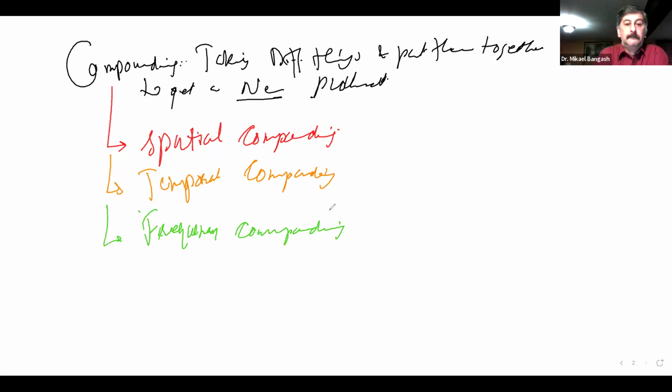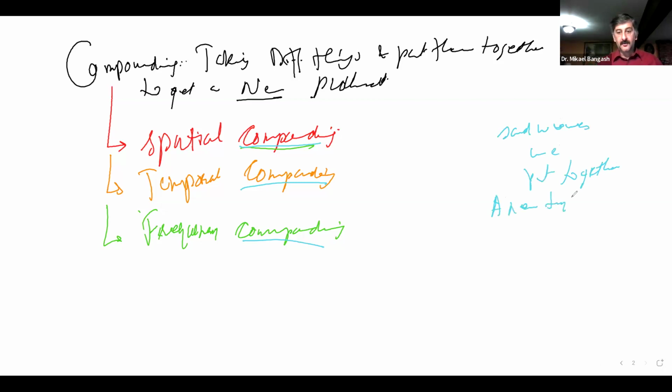Is that clear? Okay. The things that we compound are put together in these three types of compounding. Sound waves are put together. Clear? Okay, and what do we get from that? A new type of image.